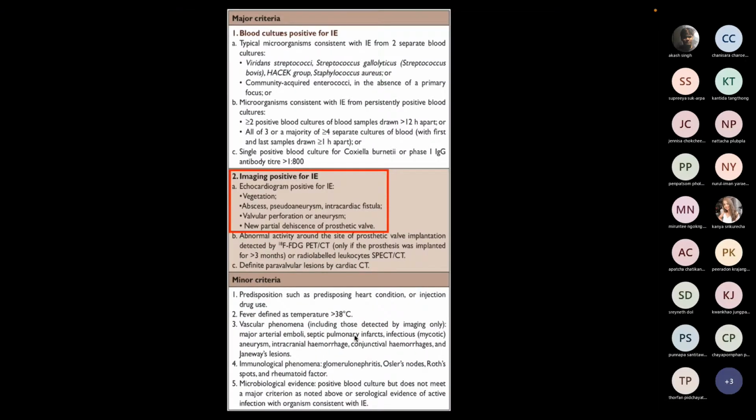Because we're doing the echoes here, we need to know what to look for. So the positive criteria for IE on echo is vegetation. Vegetation is bacterial growth on the valve. Abscess is the complication of bacterial growth. So if it starts to digest into the heart valve or into the heart muscle, it can cause abscess or aneurysm. And then eventually the valve can perforate. Or if it's on a prosthetic valve, the valve can dehisce and start to become loosened.